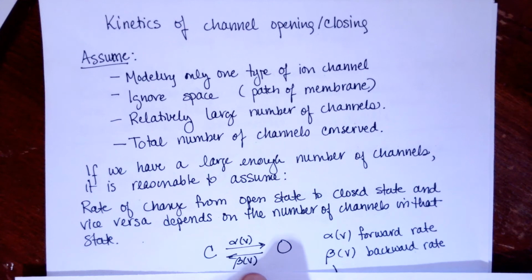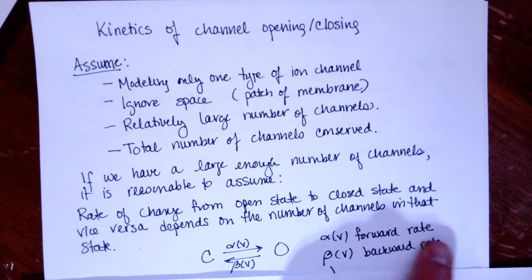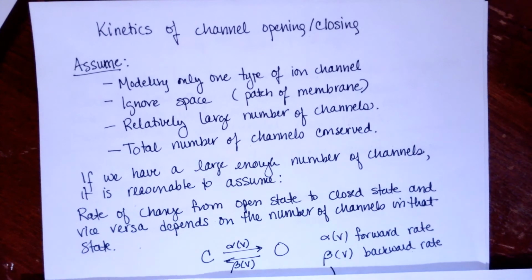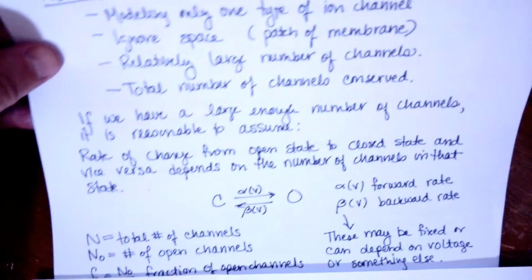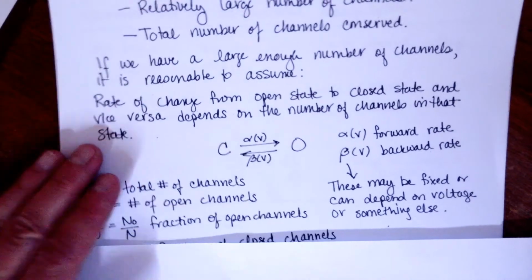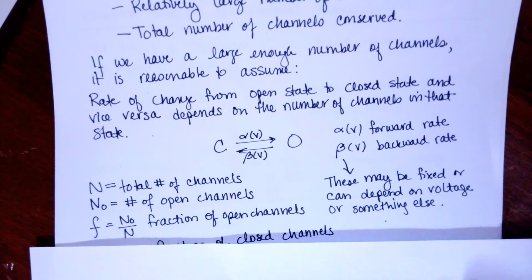But in reality, these values can depend on other things, like the value of our transmembrane potential. When the potential is different, alpha and beta may be different. They might vary with the voltage. So in this case, we could still think of this as being like a forward rate constant, but it's not constant. It's going to be something more like a function that depends on V. All right, so that's what I point out here. These may be fixed or can depend on voltage or something else.